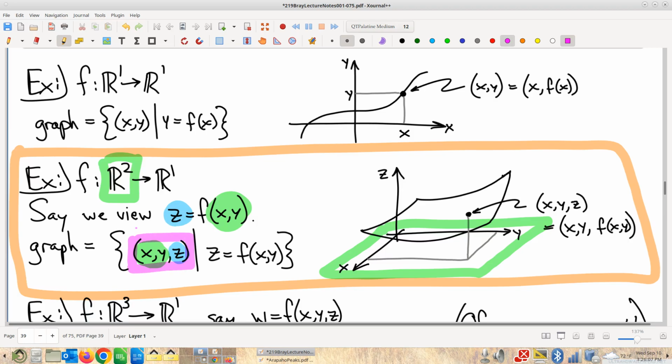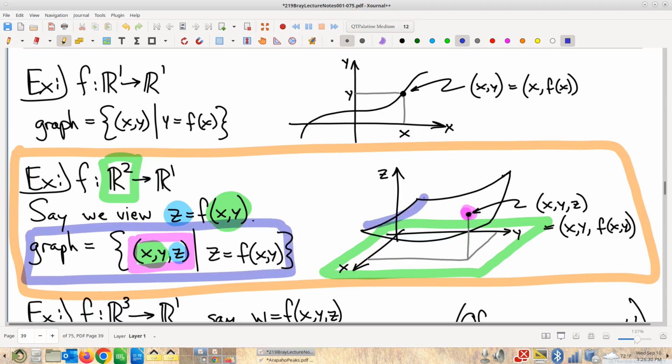By the way, let's take a moment to recognize how weird this is. We're taking input coordinates and output coordinates and smashing them together to make the coordinates of a new point with 3 coordinates. It's a little strange, right? But that point is then a point on the graph. And again, the graph itself is the collection of all such points. And in this case, I argue that would be a surface like this. What do you think? Everybody good?